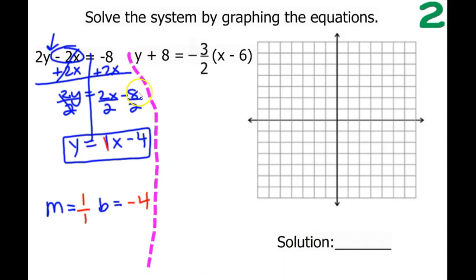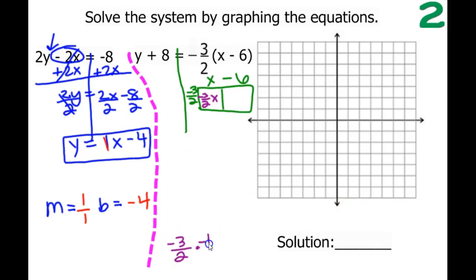Let's take a look at the next one. We need to solve this one for y as well. I'm going to start on this side by distributing. We have negative 3 over 2, and then x minus 6. So when we multiply here, negative 3 over 2 times x, just put them together. Then negative 3 over 2 times a negative 6. I'm going to multiply that out over here. It's over 1. Negative times a negative makes a positive 18. 2 times 1 is 2. And 18 divided by 2 is 9. So we have a positive 9.